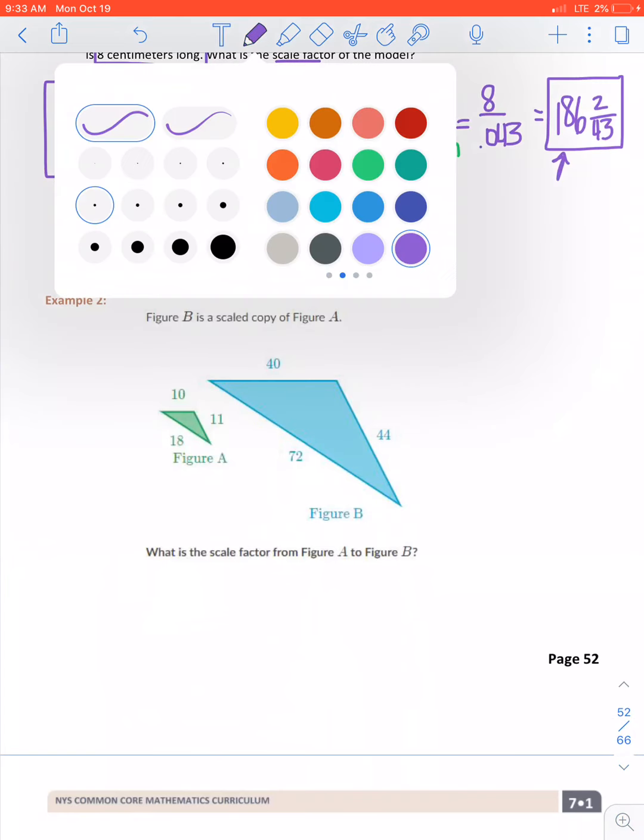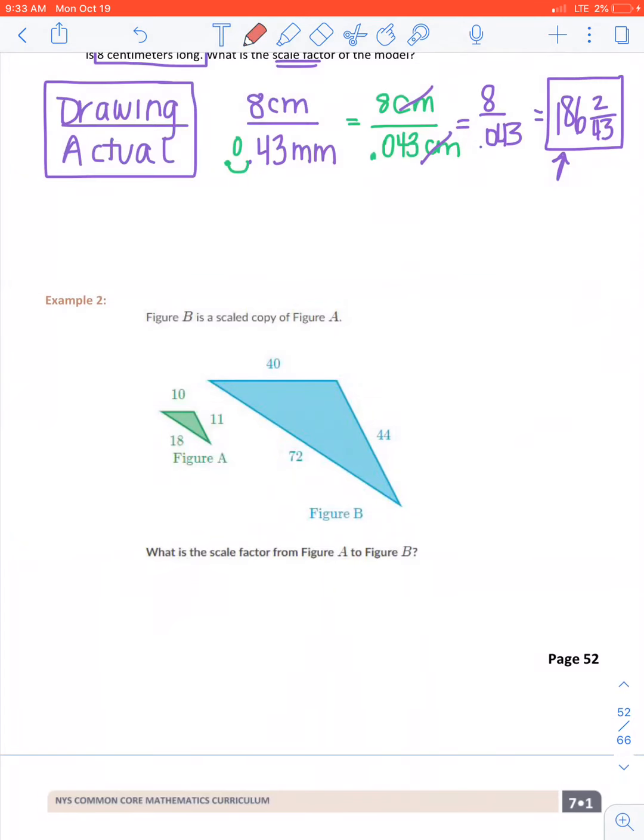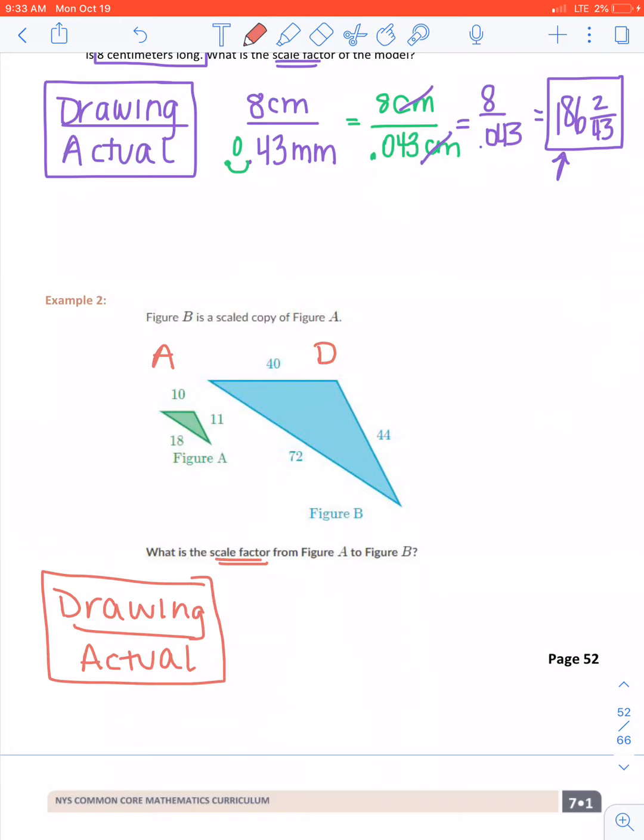All right, let's take a look at the next one, example 2. It says that we have 2 figures here. Figure B is the drawing. I'm just going to label that D, and the actual dimension is figure A. That's your original drawing. So it says, what is the scale factor? I'm just going to remind you, scale factor is going to be drawing over actual. So I'm going to pick one of the sides of the shape. You have to pick the same side on both shapes. So say we pick the top.